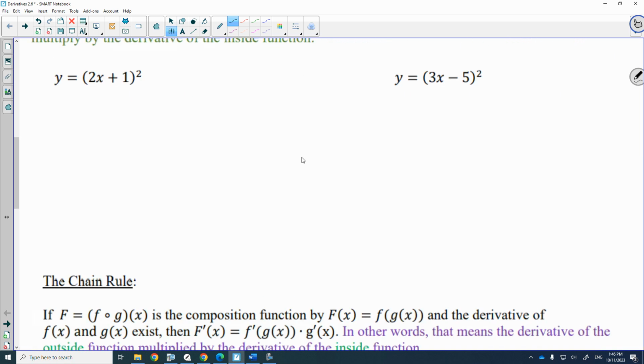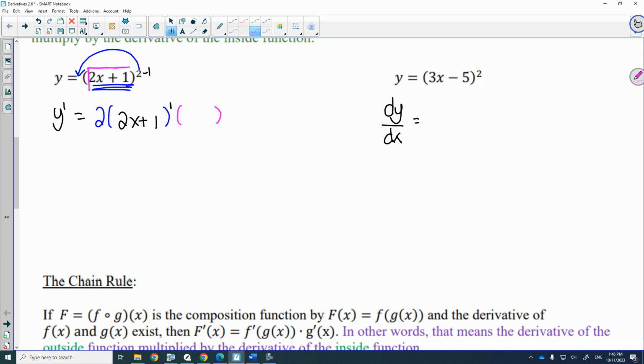So now let's do the chain rule for this one. So we could write y prime, or remember we could write dy dx. So let's do y prime for the first one. So you take the 2, you put it in front. You keep the inside function the same, 2x plus 1. You subtract 1 from the exponent, just like the power rule, so we'll get a 1 here. And then you take the derivative of the inside, the inner function.